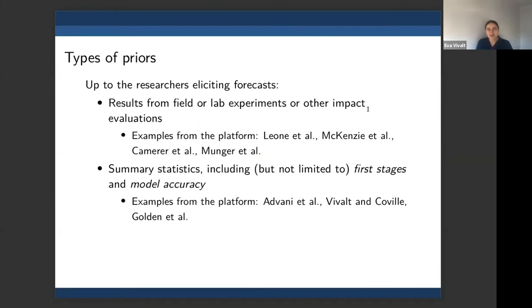To say a little bit more about types of priors, we really have been leaving this open to the researchers that have been eliciting forecasts. So this can be results from field experiments or lab experiments. It can also be summary statistics, and this includes pretty notably first stages or even estimates of model accuracy. So first stages, think of things like your take-up rate of a program. You want to know the overall effect of the program, but that's obviously going to be influenced by what the take-up rate is. So you maybe first have that as your first stage.